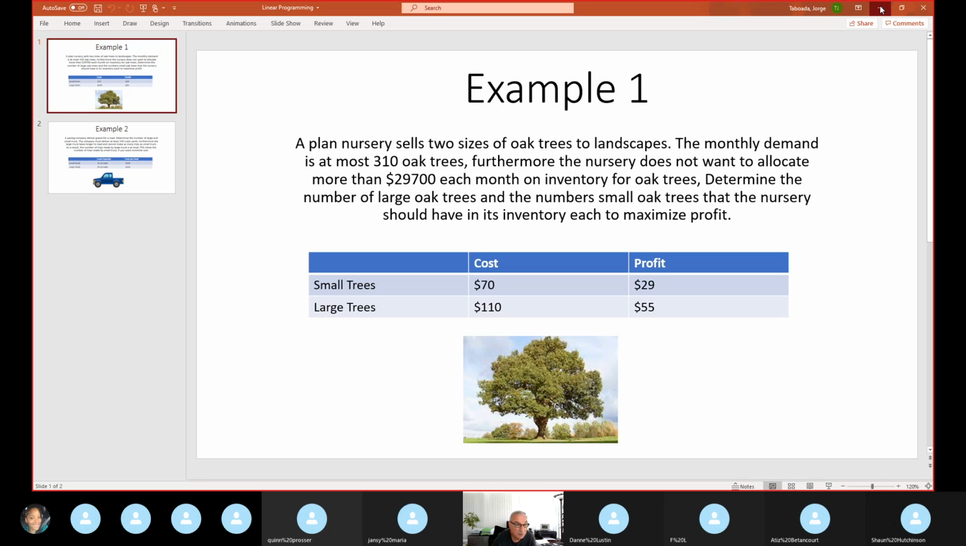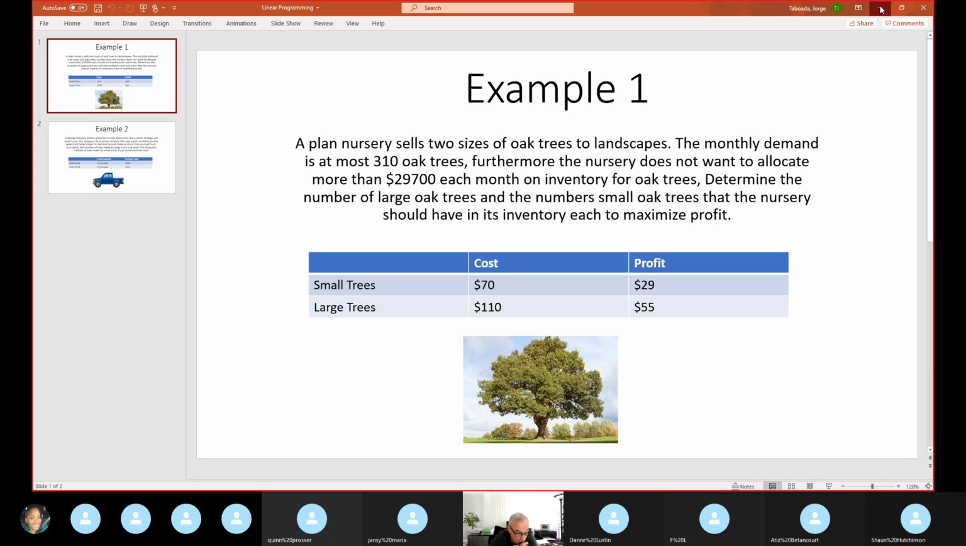multiplied by the amount. I define one corner of the piece of paper here. X represents the large tree and Y represents the small. Some people switch that, or call them L and S, it doesn't matter. It's just a variable. So 55 multiplied by the number of large trees, X, plus 29, the profit, times Y.